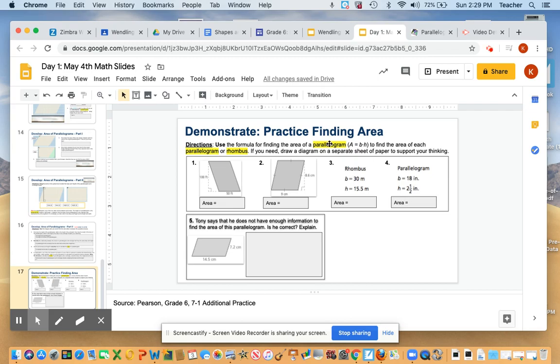Slide number 17. Demonstrate. Practice finding area. Directions. Use the formula for finding the area of a parallelogram, A equals base times height, to find the area of each parallelogram or rhombus. If you need, draw a diagram on a separate sheet of paper to support your thinking.